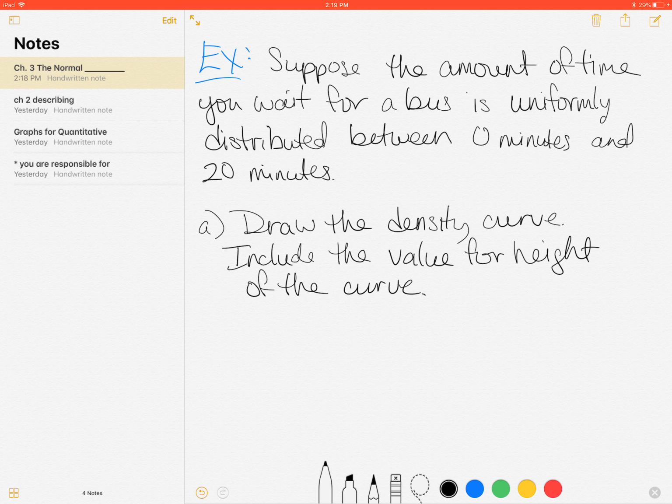Suppose the amount of time you wait for a bus is uniformly distributed between 0 minutes and 20 minutes. So you show up, it could be there waiting for you, you don't have to wait at all. You could wait 20 minutes, you could wait anywhere in between, and all those times are equally likely. Part A, draw the density curve, include the value for height of the curve.